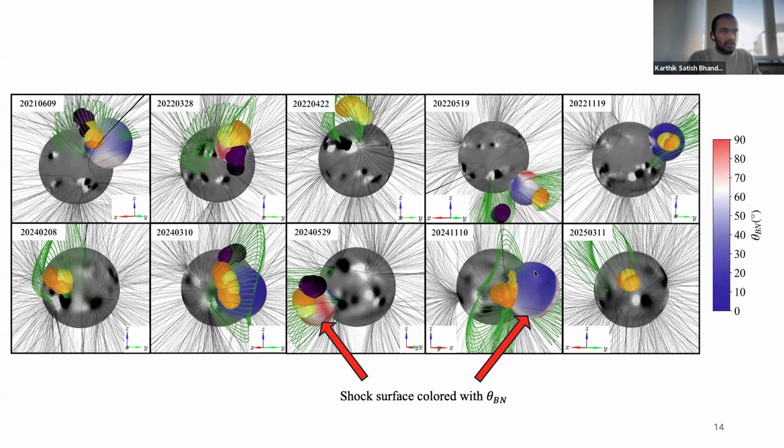Moving ahead, we also find the theta BN angle for all these events. And what's kind of interesting is that these radio sources lie in the regions of low theta BN angle, which is the opposite of what we expect. In shock acceleration, it is expected that the angle between the shock normal and the magnetic field, the theta BN angle, should be really close to 90 degrees for efficient acceleration of the electrons. This is not what we observe in our study. We see that they're usually in the regions of low theta BN angle.